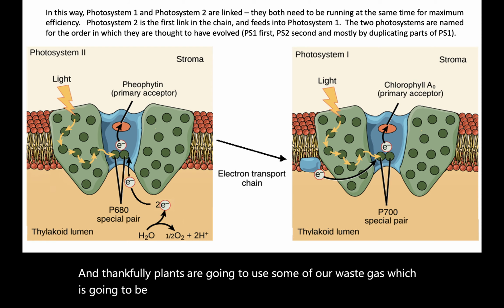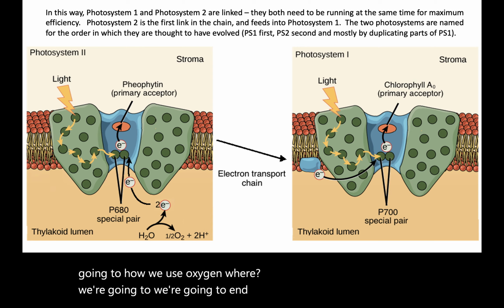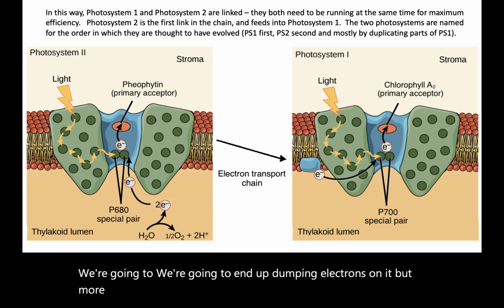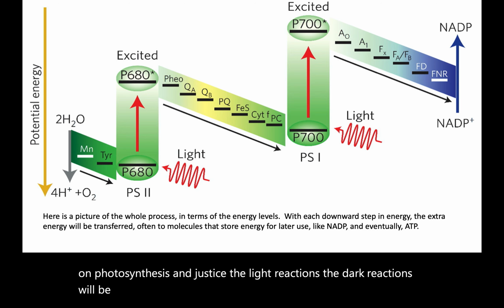So this is what we do to oxygen. How we use oxygen, we're gonna end up dumping electrons on it. But more about that in I think 2 sections. For now, we're just concentrating on photosynthesis and just the light reactions. The dark reactions will be the topic of the next one. So here is an overview.